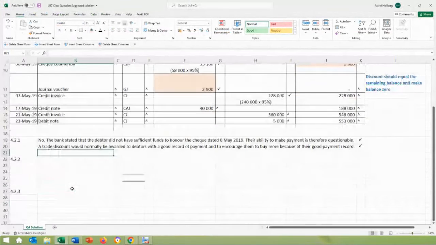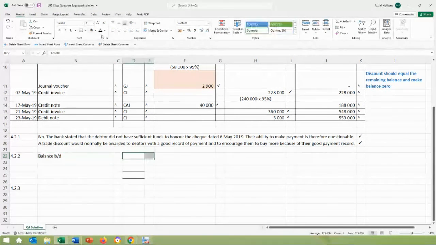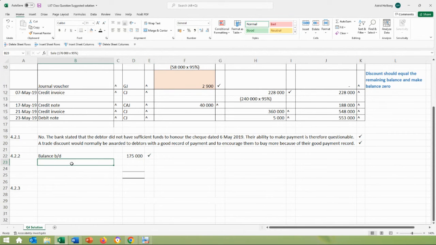Okay, so the first thing we would have is the balance brought down. So how much money did they owe us at the beginning of the month? Now, at the beginning of the month, they owed us 175,000. Then we would add how much they purchased. So you forget about the 70,000 because it was a deduction and a reversal, so it would have a zero effect. You could show it, but you would just be wasting time and not necessarily get marks.